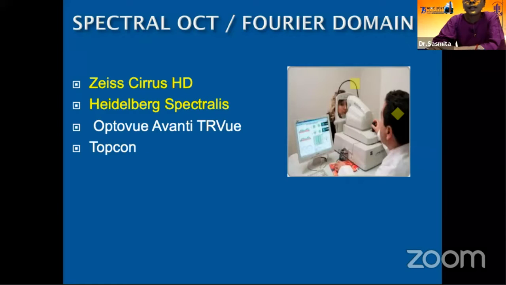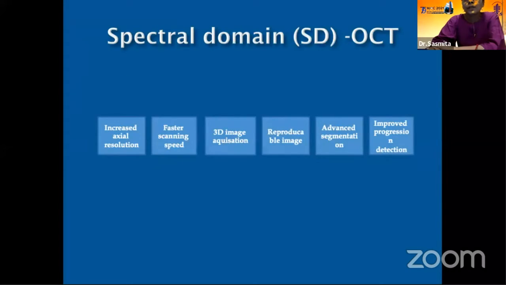Sir has gone into detail about the generations of OCT, so I'm not going into detail. I'll be directly going to spectral OCT. Commercially available are Zeiss Cirrus HD, Heidelberg Spectralis, Optovue, and Topcon. We'll be discussing Cirrus HD and Spectralis. The main advantages of spectral domain OCT in the diagnosis of glaucoma are increased axial resolution, faster scanning speed, 3D image acquisition, reproducible images, advanced segmentation, and improved progression detection.